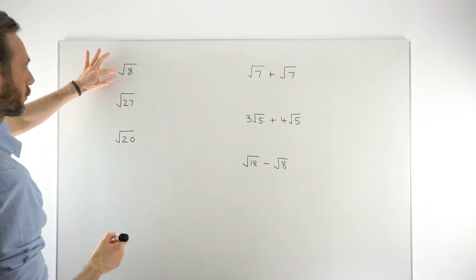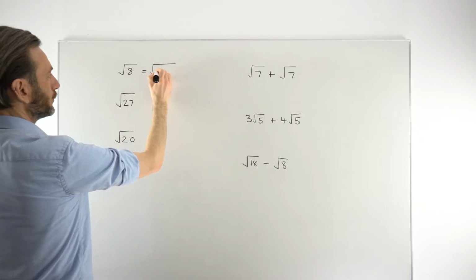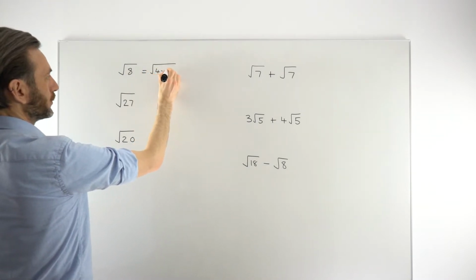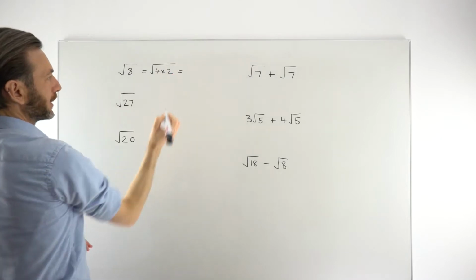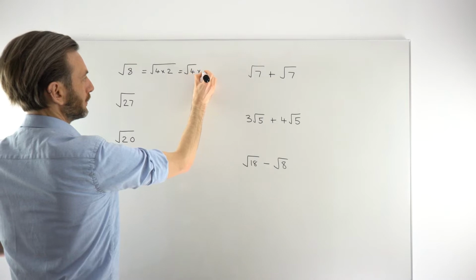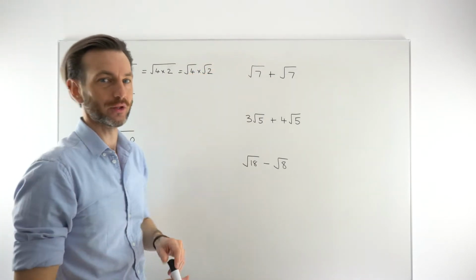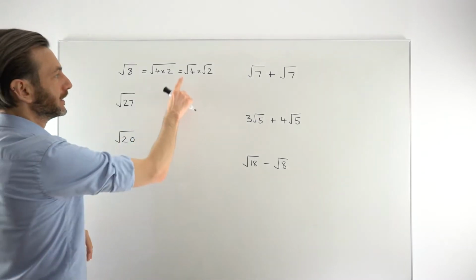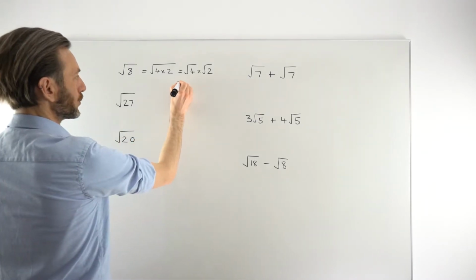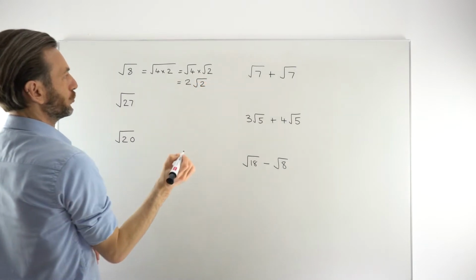So the square root of 8, well, we can write that as the square root of 4 times 2. And then we can split that into two roots, so that's root 4 times root 2. Okay, that's just a process you need to learn. That's just how the rules work for that. And the square root of 4 though is 2, so that just becomes 2 times root 2, which we just write as 2 root 2.